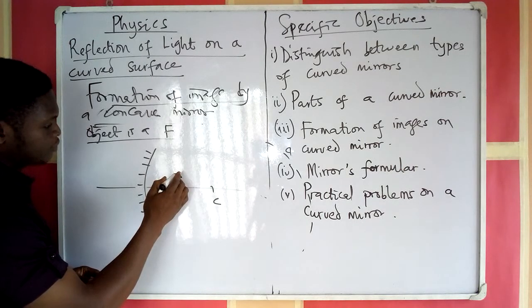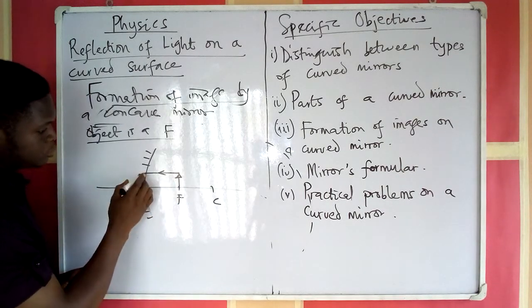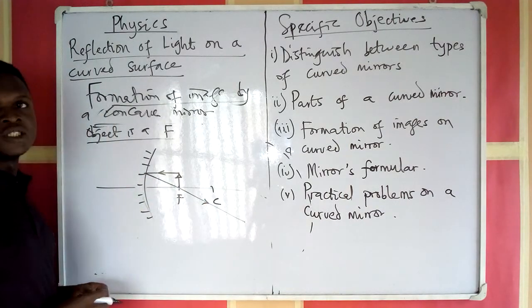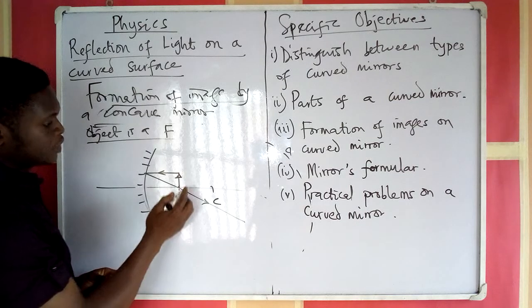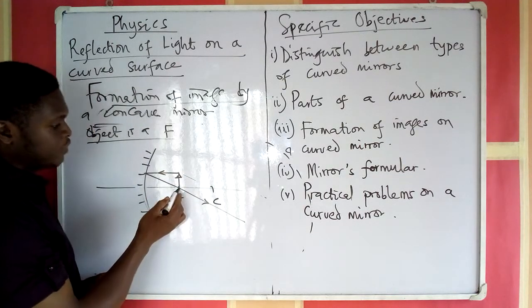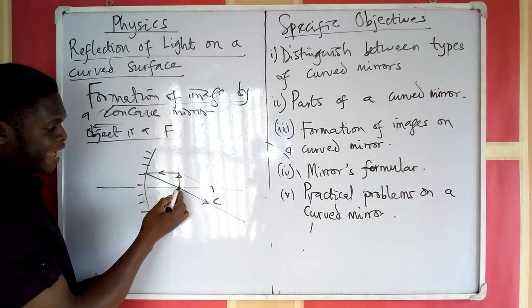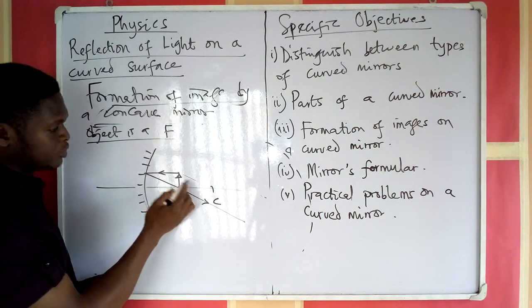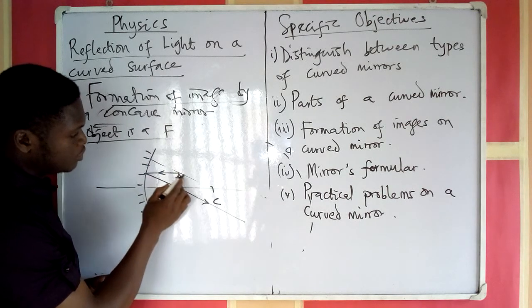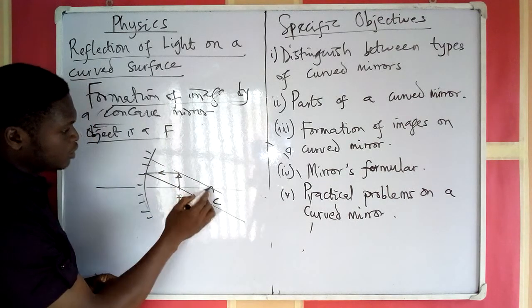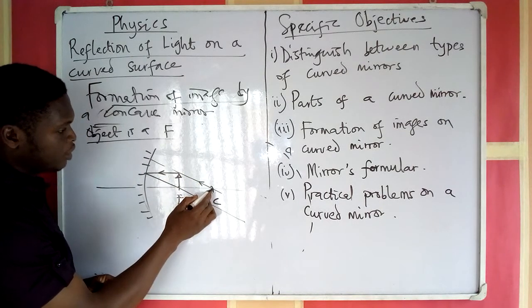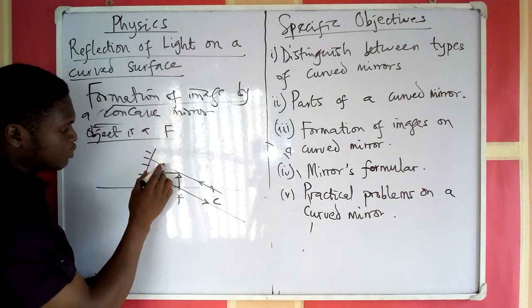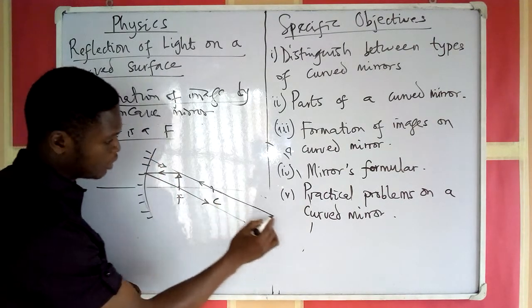So first of all, we have a ray parallel, which will pass through the principal focus after reflection. Then the second one is the one that will pass. Now, because this particular object is at F, we cannot draw a ray that will pass through here. It's not possible. So the next one we are talking about is this one. This one passes through the center of curvature, hits the mirror, and returns back on the same path. Now look at what we have.